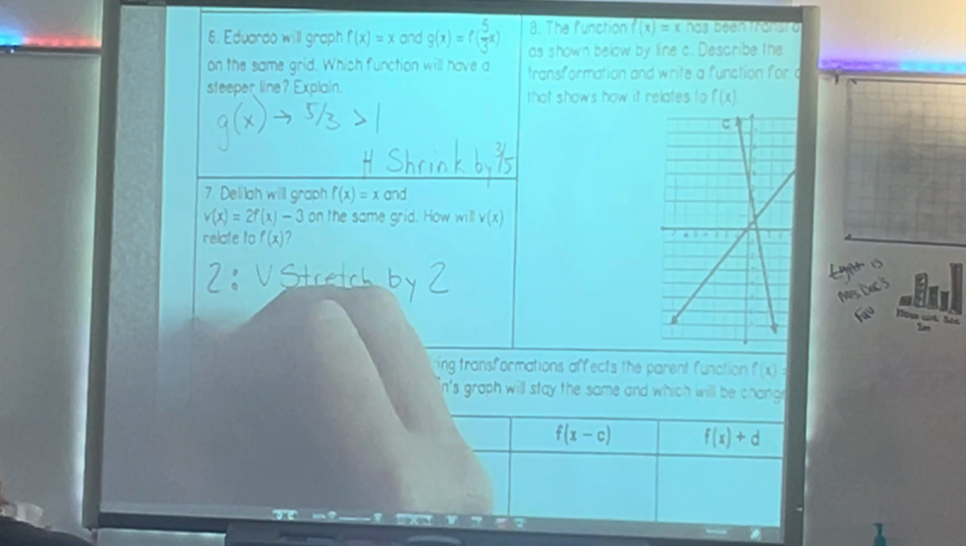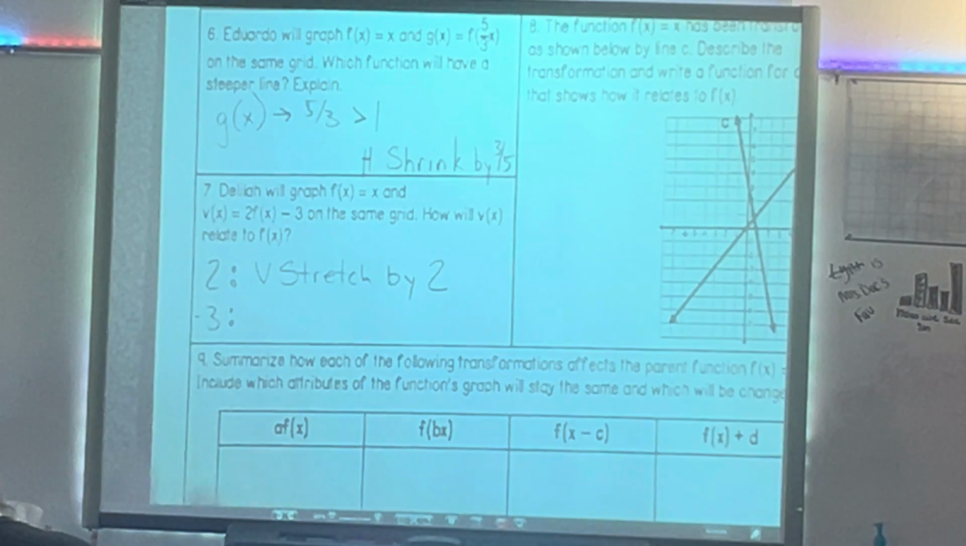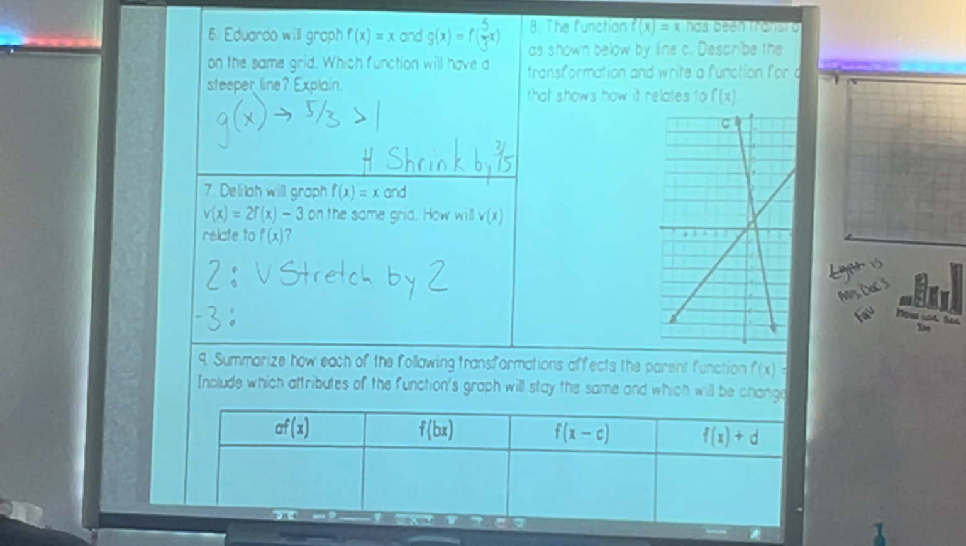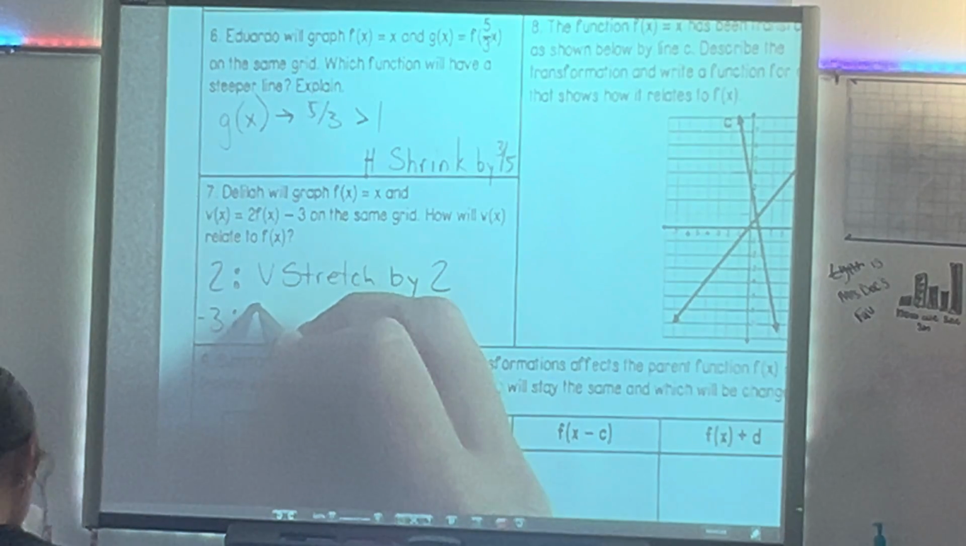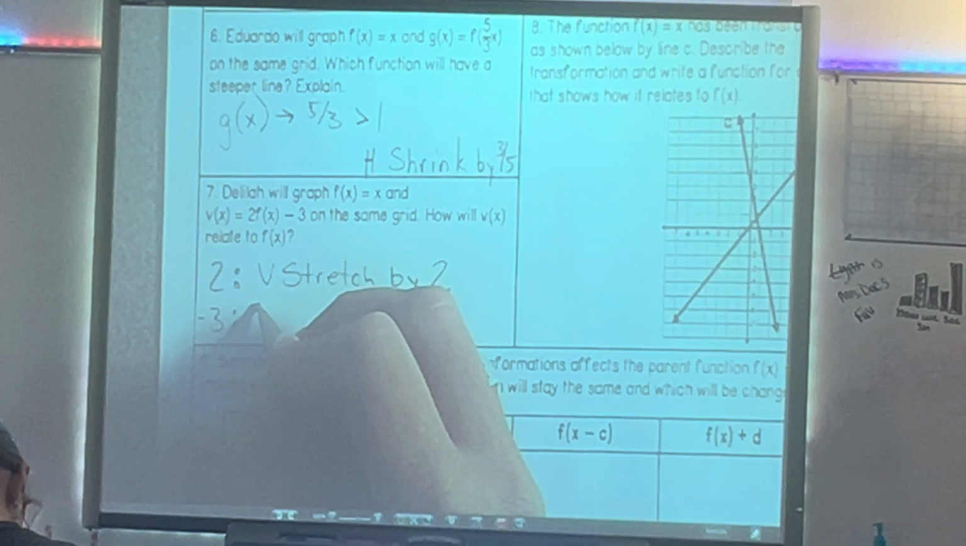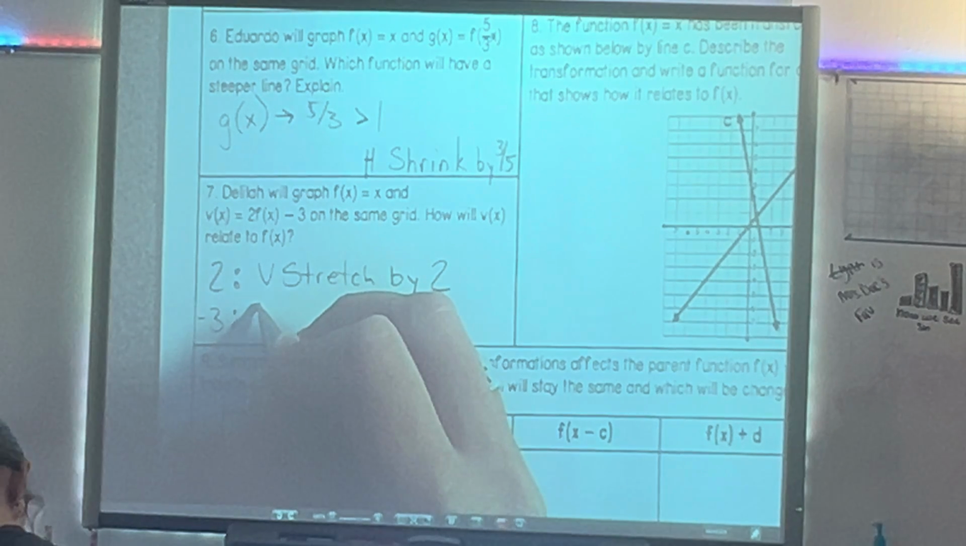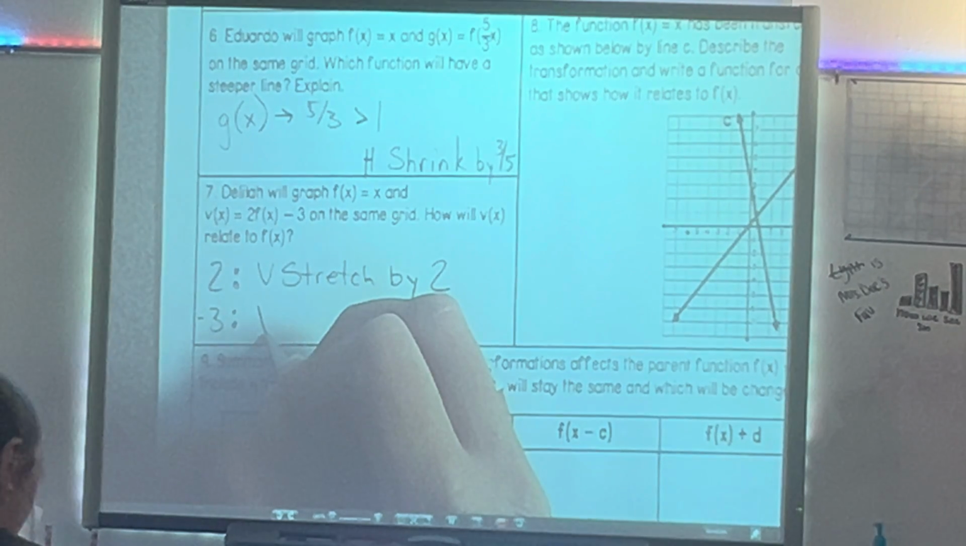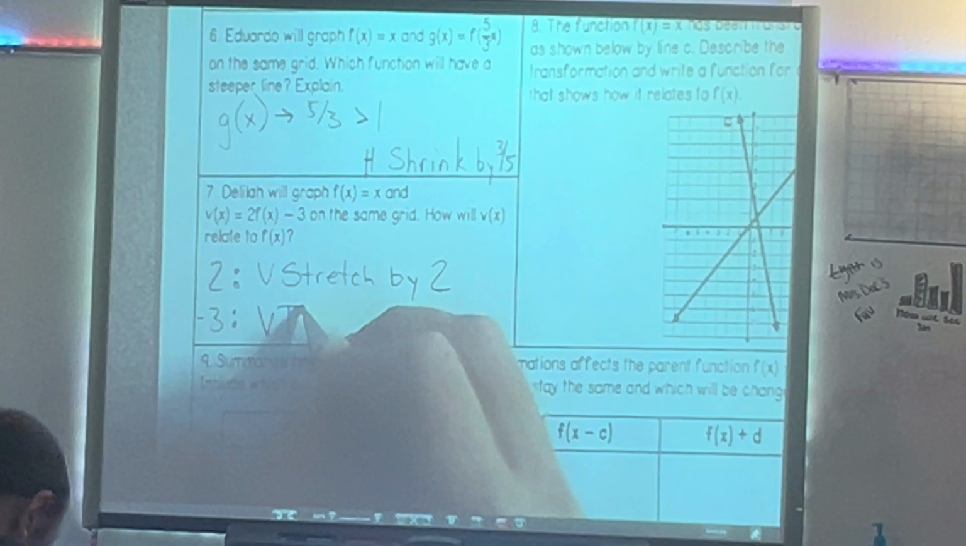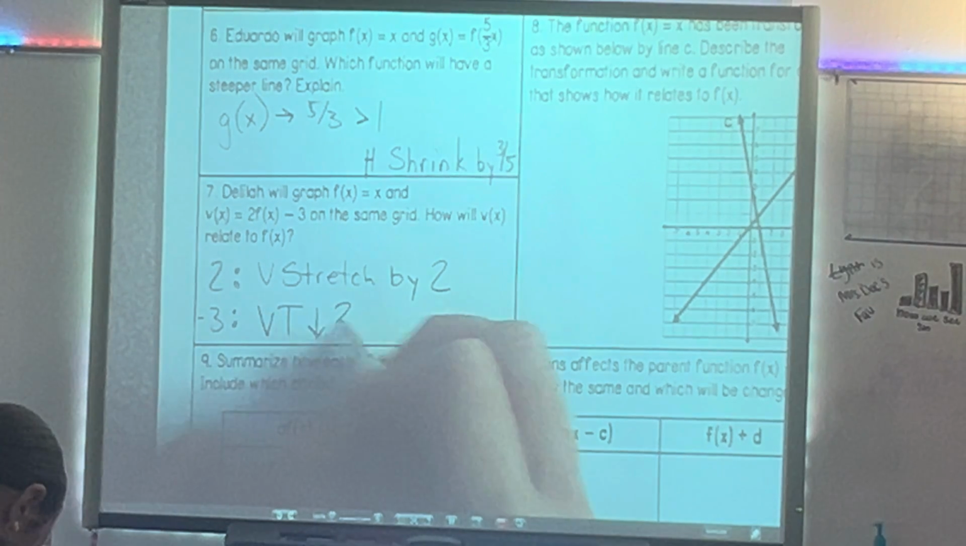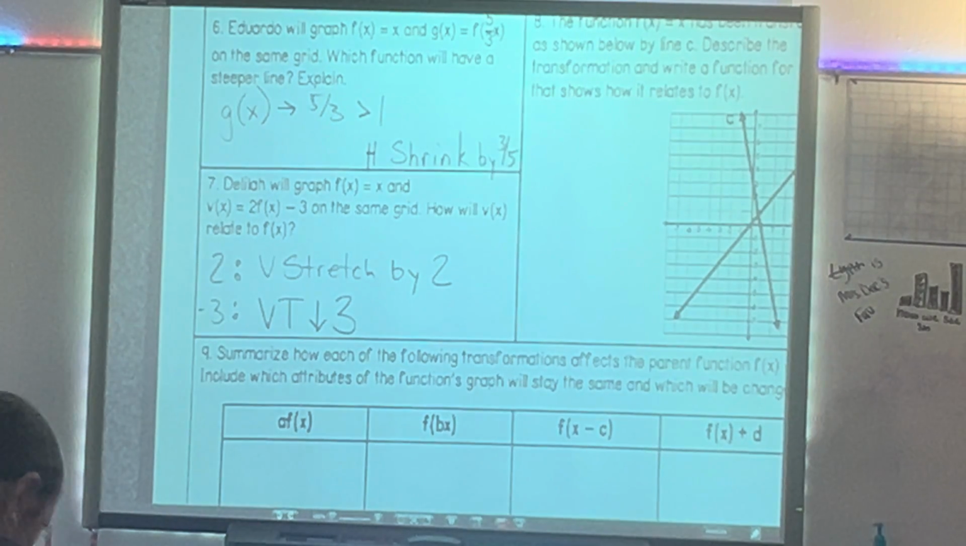Okay, v stretch by 2. Alright, what is this -3 doing? How does that affect the graph? That's where you get that. Okay, so how do I write that case? BT down 3. Everybody okay?